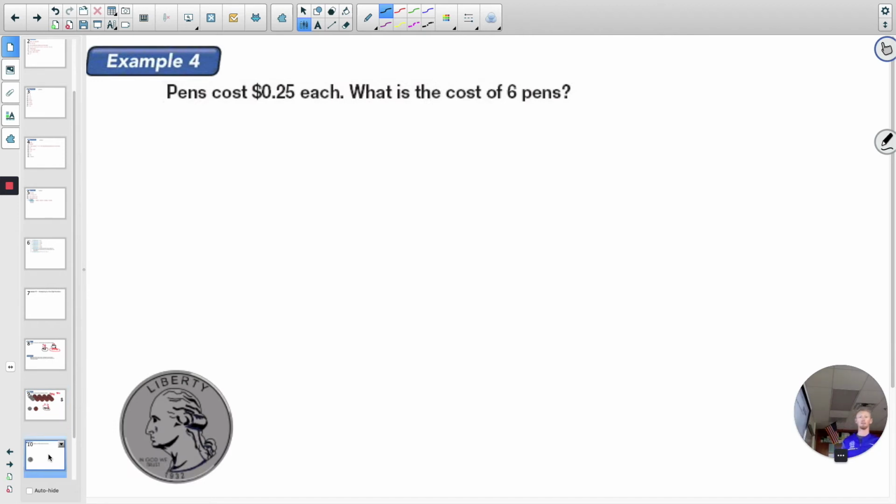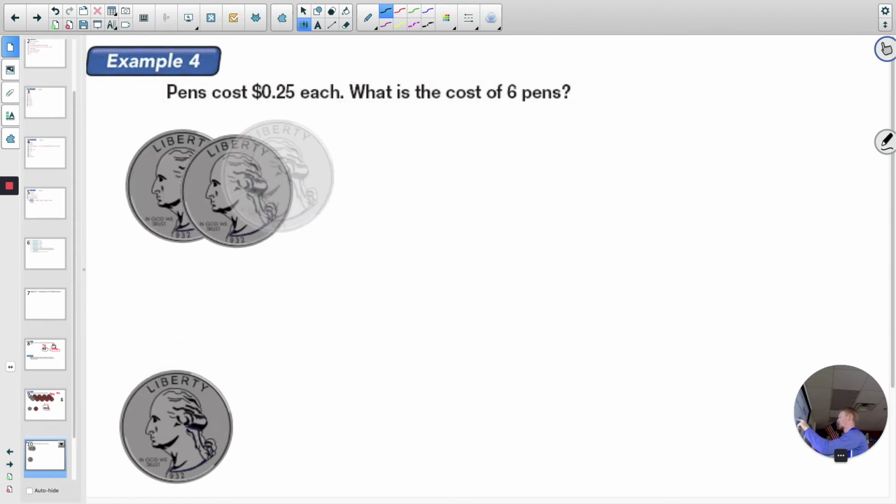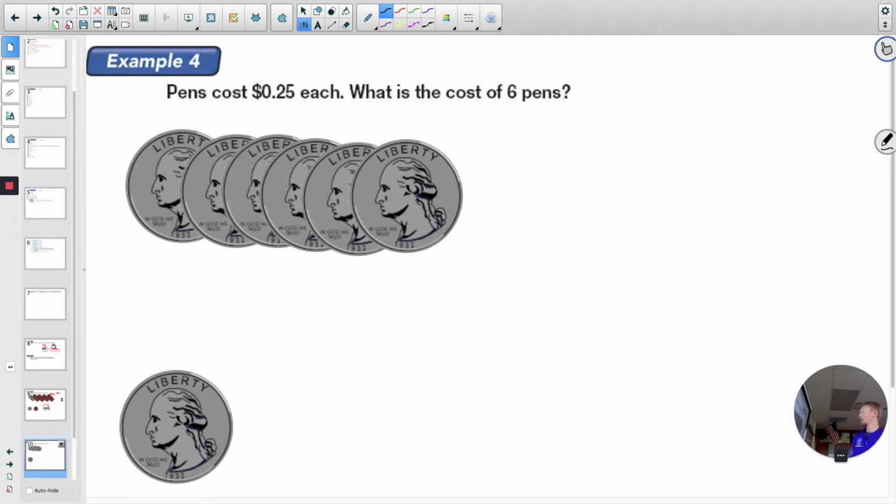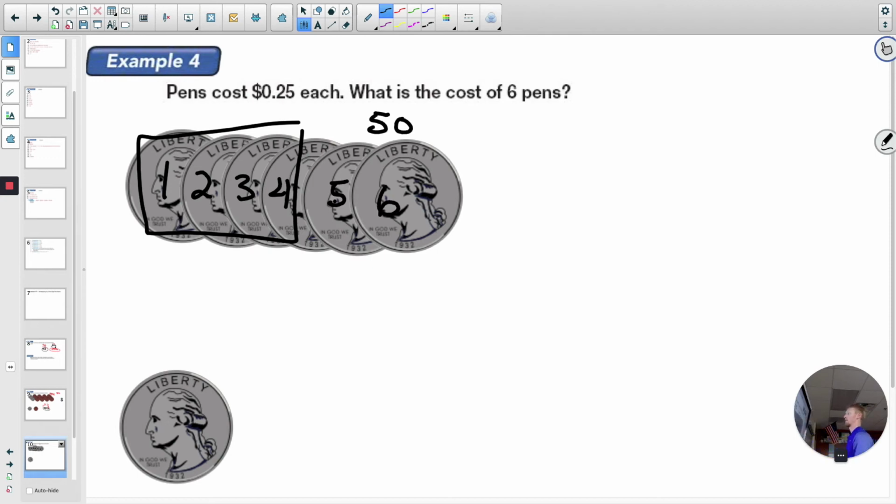Here it says pens cost a quarter each. What's the cost of 6 pens? You might be able to do this one mentally, but if I have 6 quarters, 2, 3, 4, 5, 6, I know that 4 quarters is a dollar. So 1, 2, 3, 4. Here's my dollar here. And then I have 2 left over. And that's 50 cents. So I have a dollar, 50 cents.